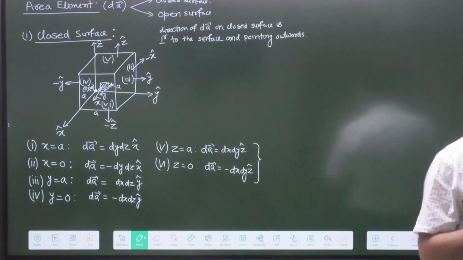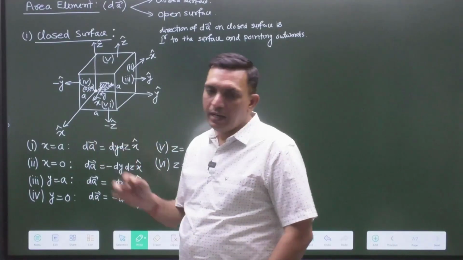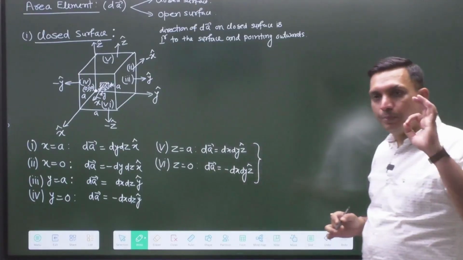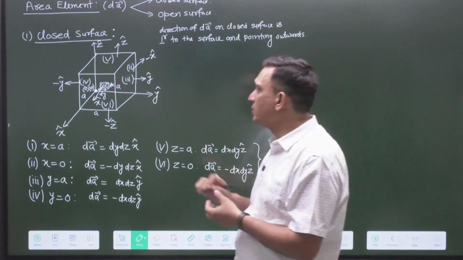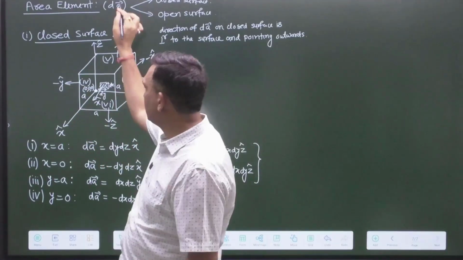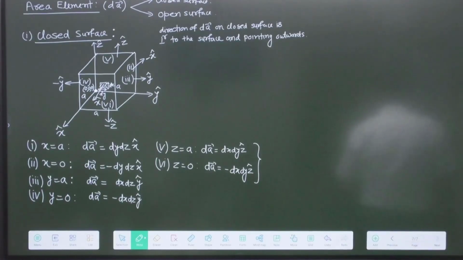So on each surface, you can write the area element. Direction will be perpendicular to the surface, pointing outward. Must remember this, pointing outward direction, not inward, whenever it is a closed surface. Clear?